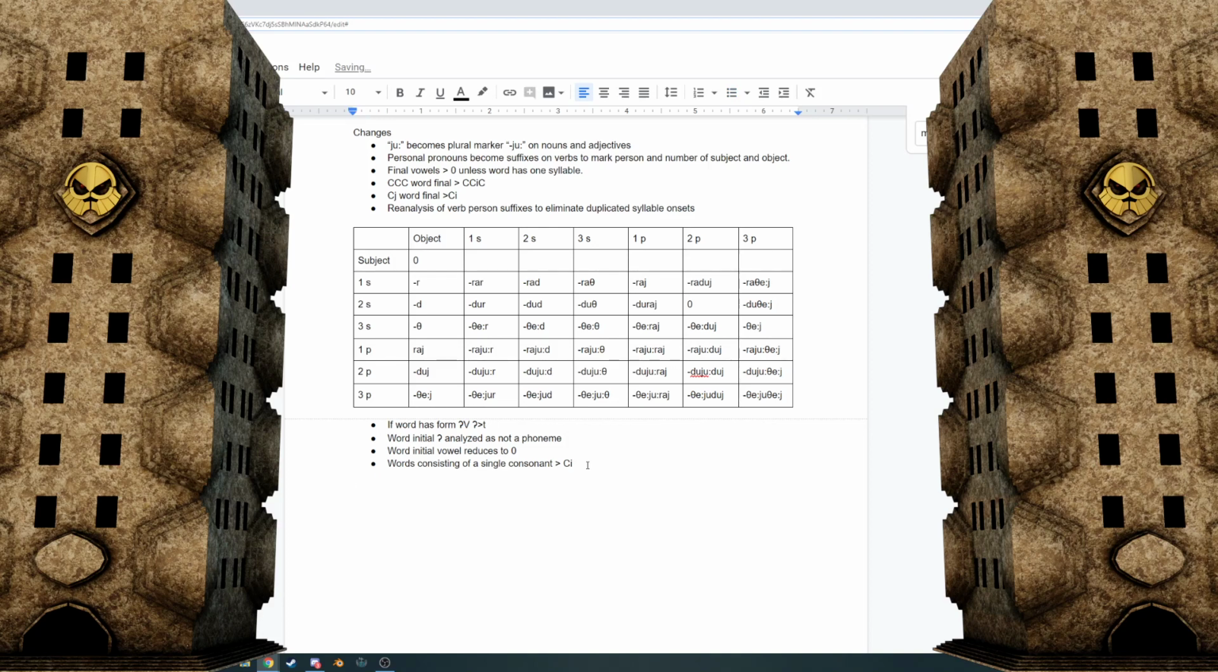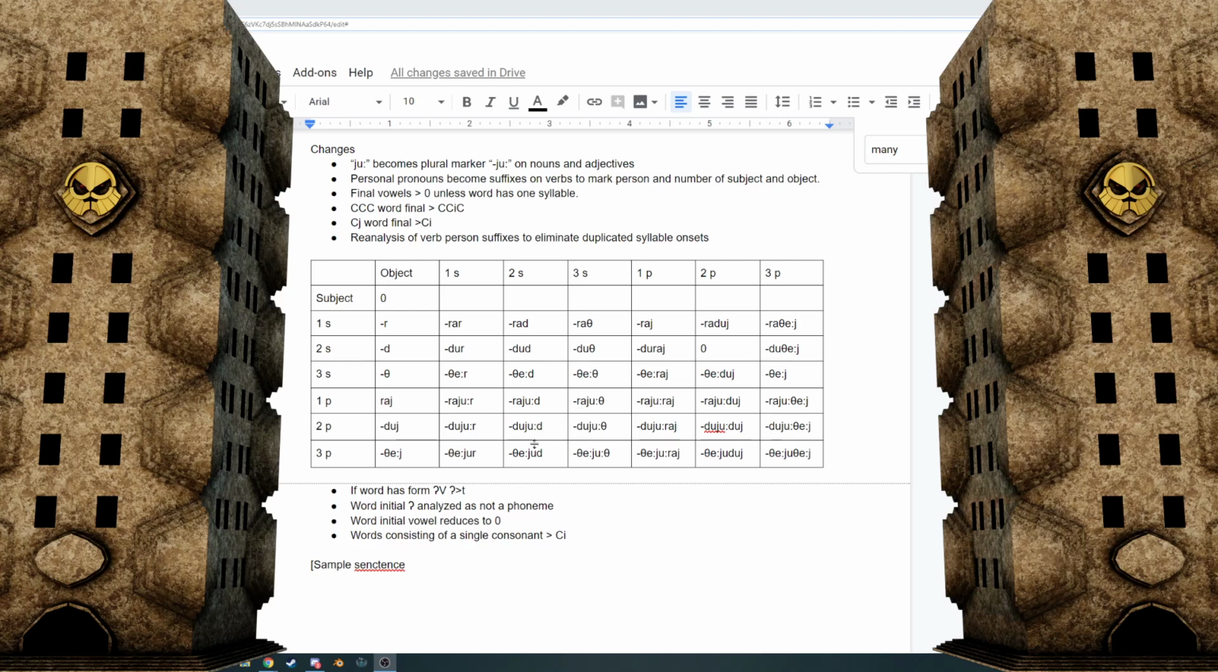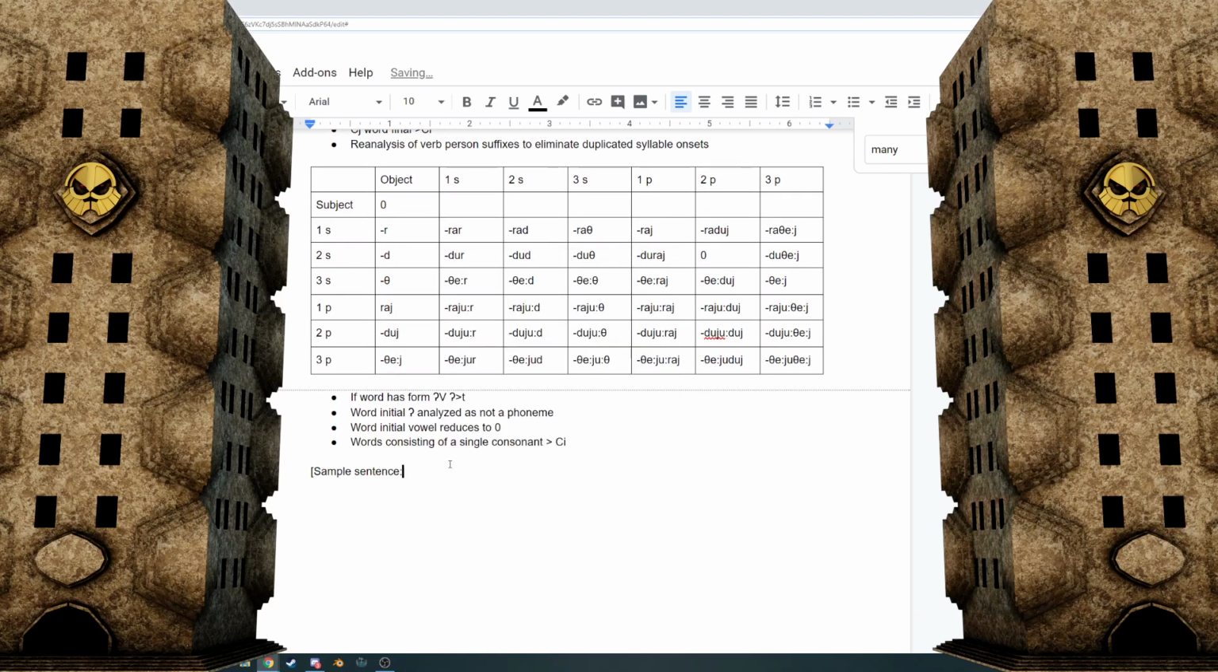We're going to get a sample sentence. I can spell. Sample sentence. Oh, you can't see. Maybe I can zoom in. I don't know if that's too big. There you go. This should be a little bit better. Sample sentence. I can spell words, I promise.